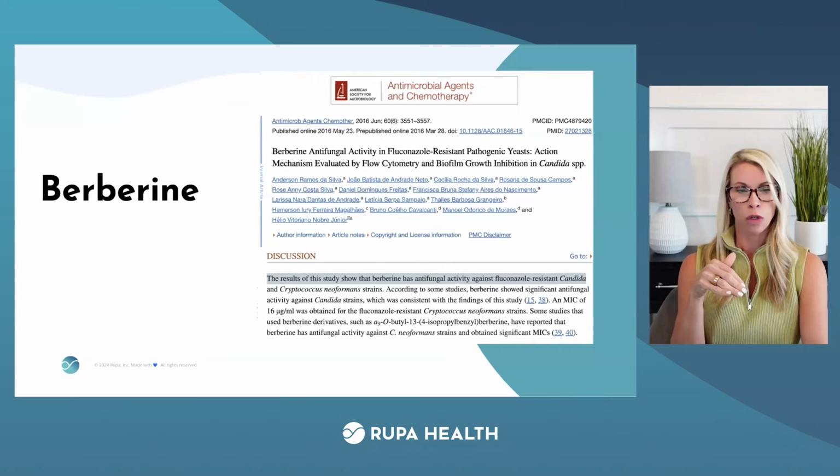But this study that I have referenced here examined berberine's effects specifically on Candida albicans, and it was actually Candida albicans that was resistant to fluconazole, the most popular pharmaceutical that we see used. They found that berberine had antifungal activity against those fluconazole-resistant strains. So, great option. Again, remember there's a lot of resistance. We just want to use as many natural options as we can, especially in the face of resistance.